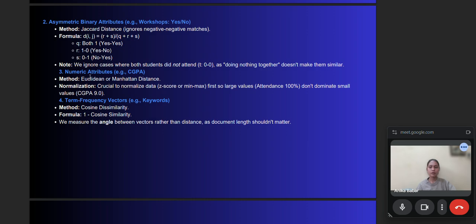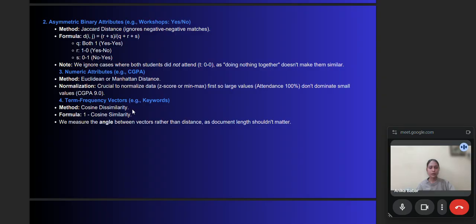So third, we have numeric attributes. The method we use is Euclidean and Manhattan distance. In this, we have normalization, which is crucial. We normalize data first so large values do not dominate small values, for example CGPA 9.0.